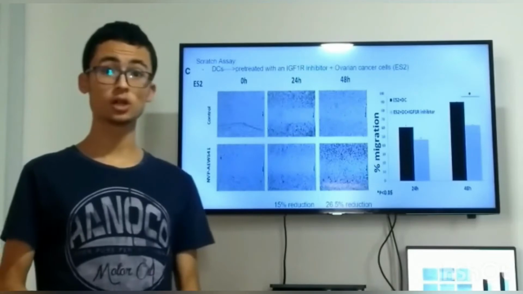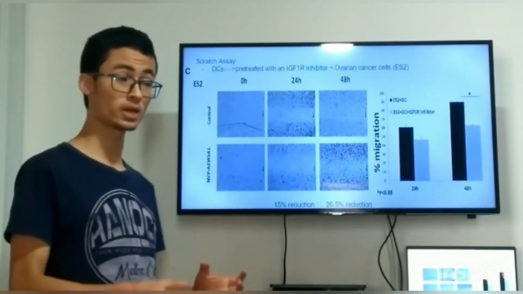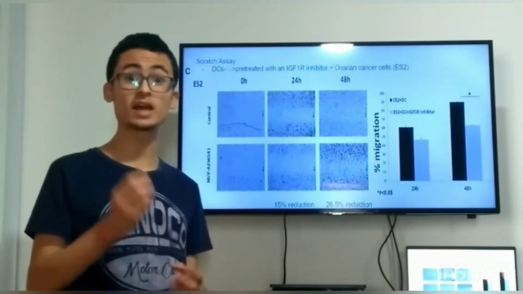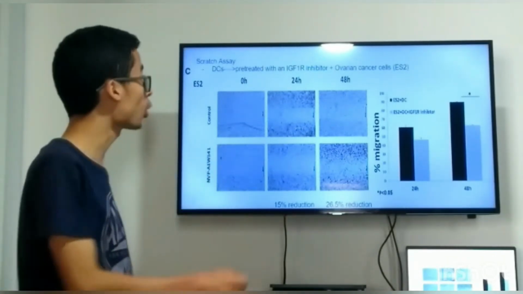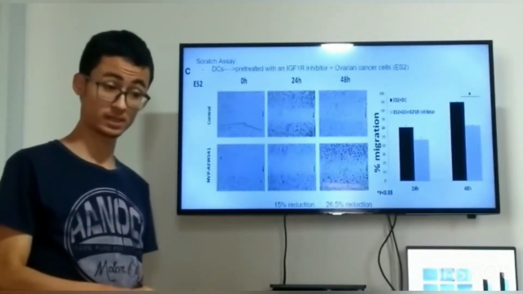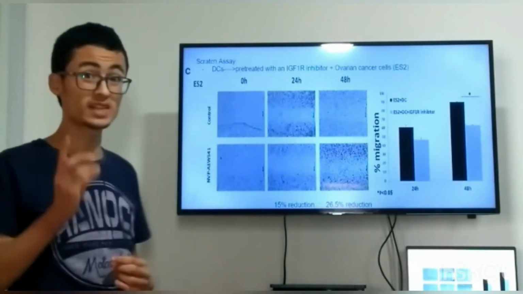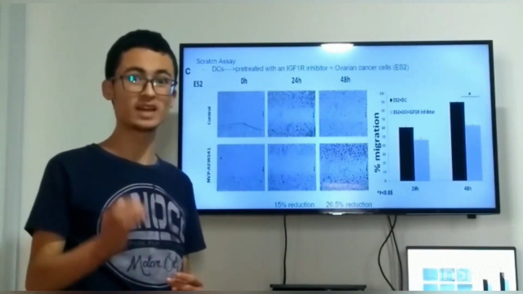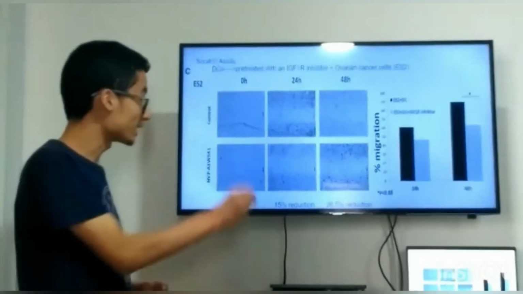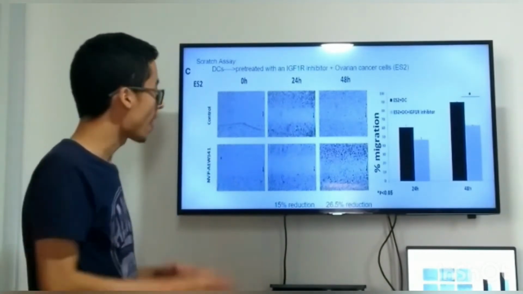We have the results of a scratch assay. It turns out investigators took dendritic cells and co-cultured them with a line of ovarian cancer cells called ES2, but in two different ways. Here we have a sample in which those dendritic cells did not have an inhibitor for the protein IGF-1R, but in this sample they did have an inhibitor for that protein.